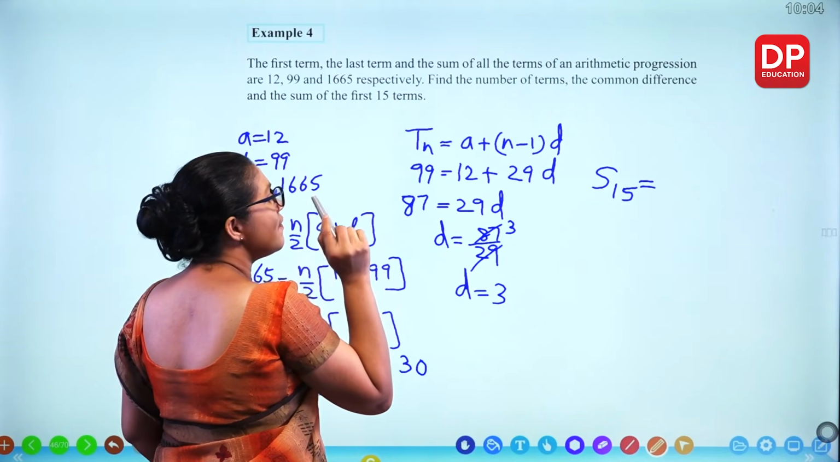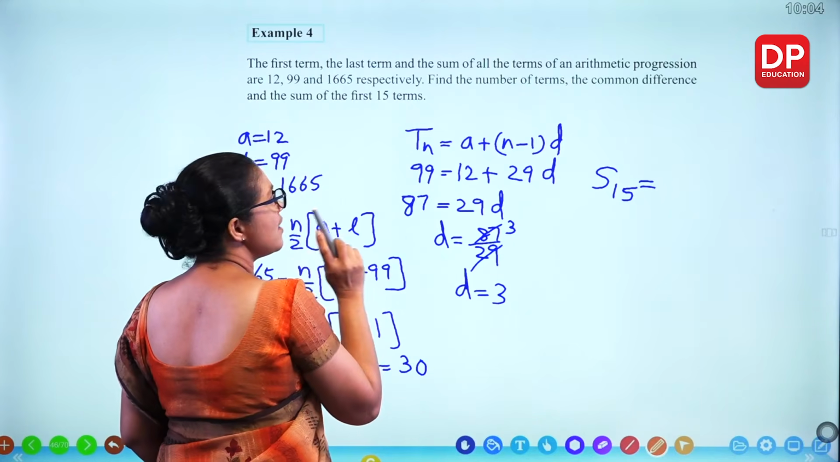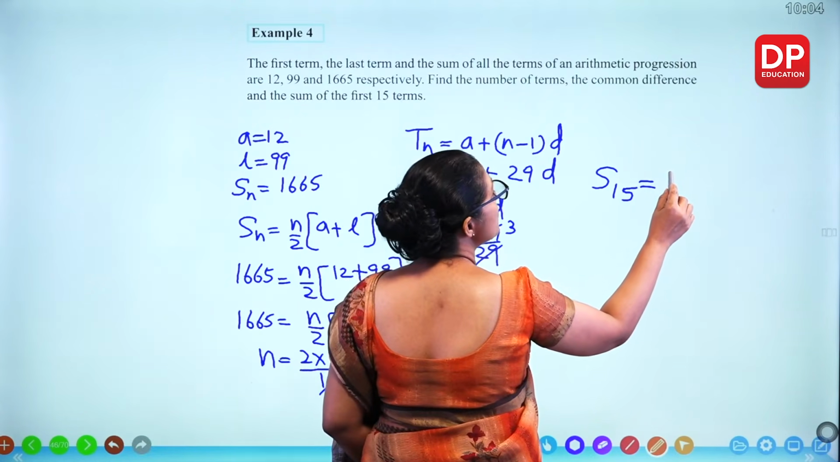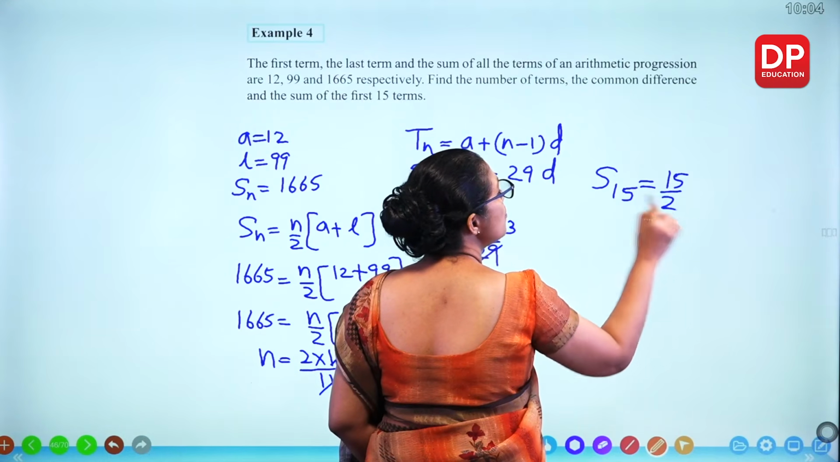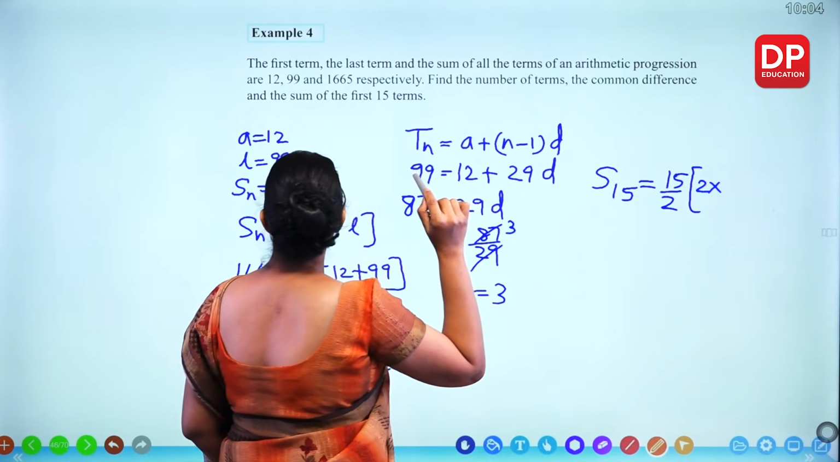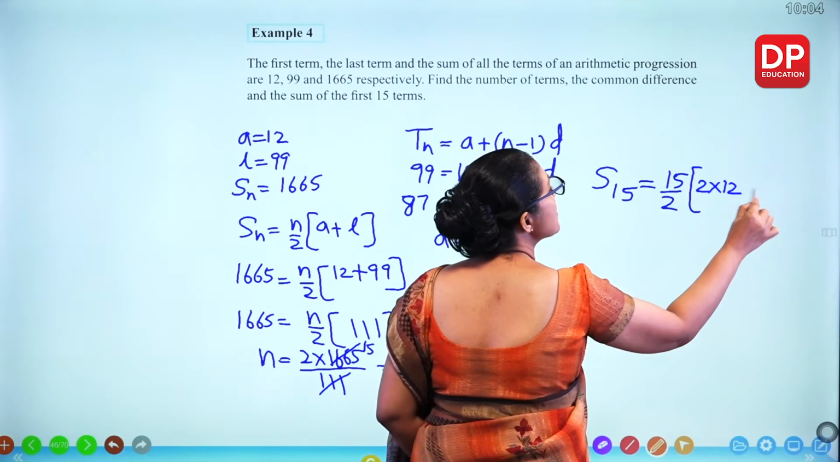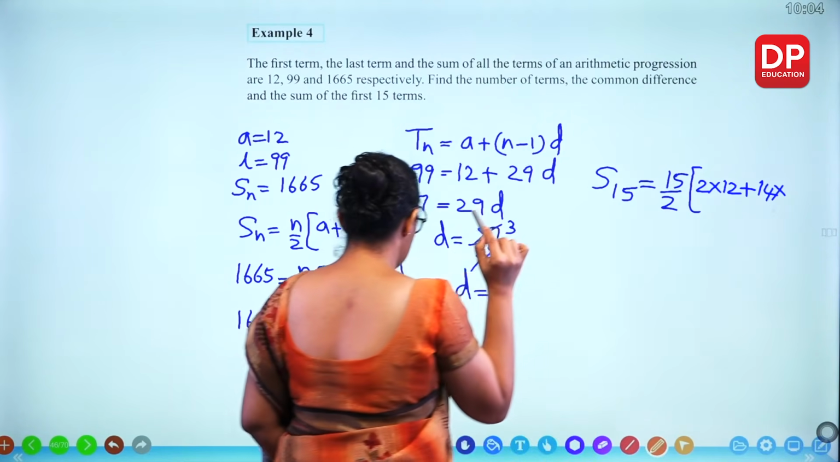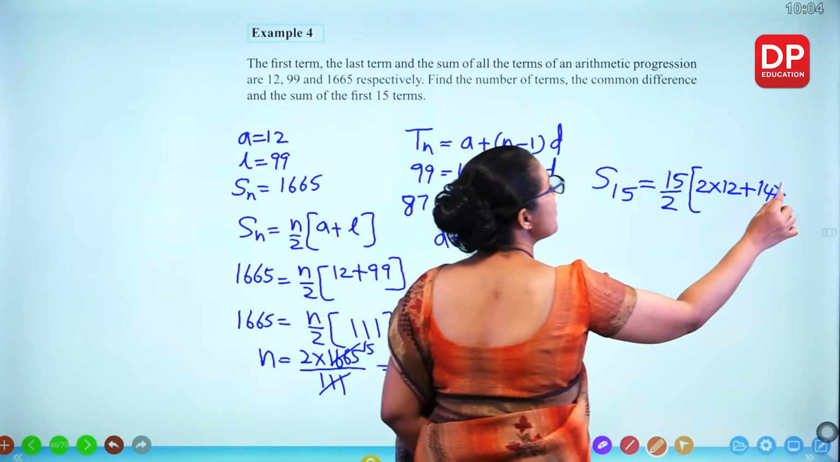S15, we know d and a. You can't use the last term formula. So we'll use n over 2, 2a plus n minus 1 d, which is 15 divided by 2, 2a, a is 12, plus n minus 1, that's 14, d. d equals 3.